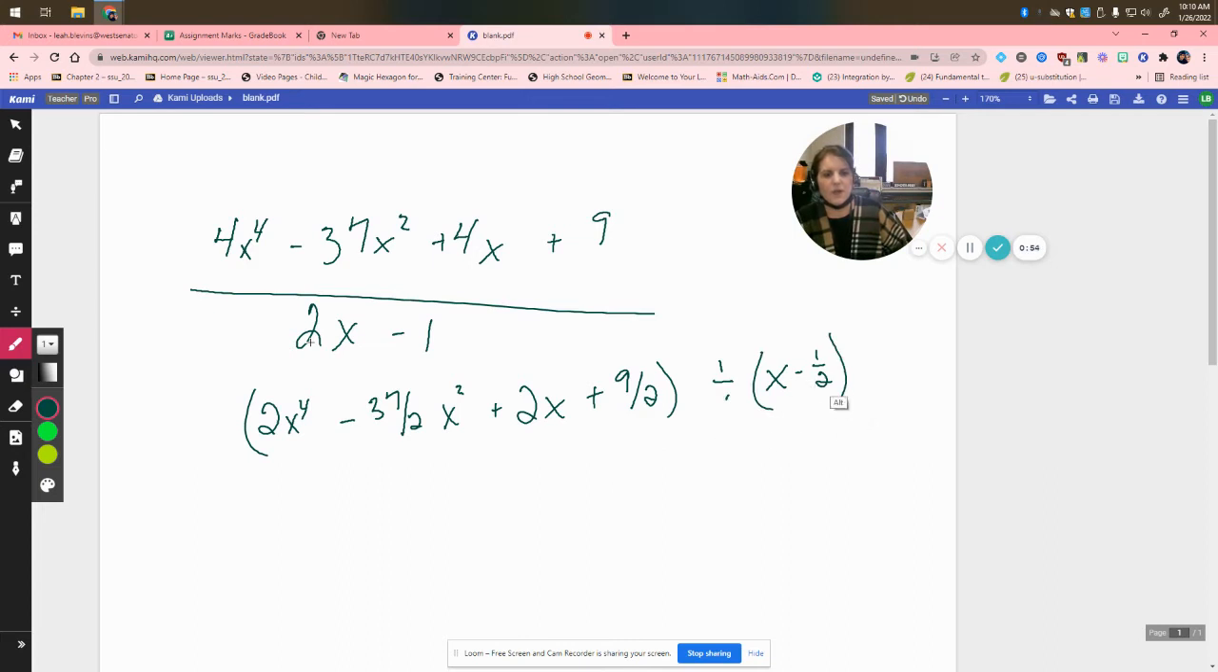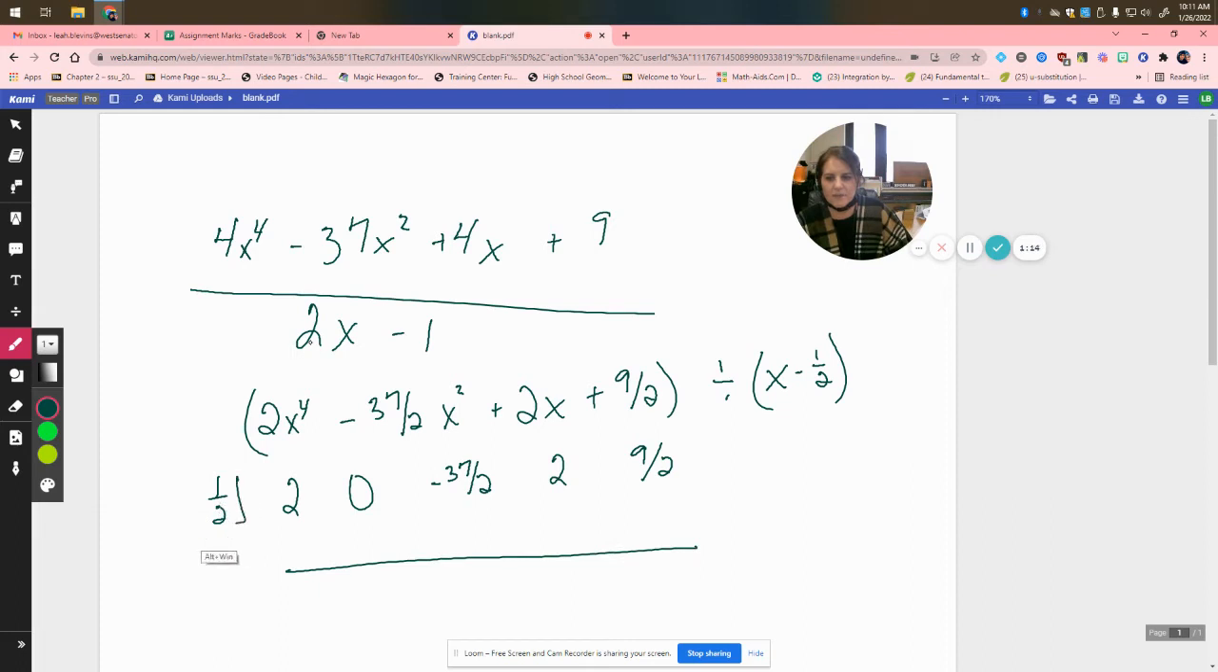Okay, so we put the opposite in our box. It's going to be a positive 1 half out here. Bring down my coefficients. 2. Now remember, they have to go in descending order: 4, 3, 2, 1, none. We're missing the 3, so I've got to put in that 0 as a placeholder. Negative 37 over 2, positive 2, 9 halves, and we can begin our dividing.